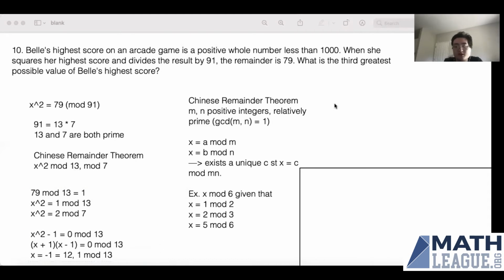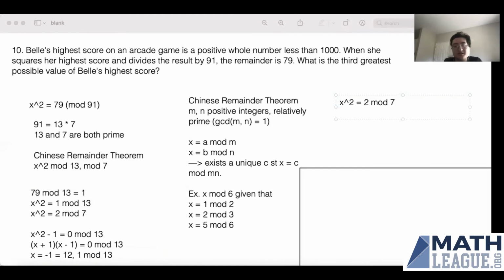Same thing for x squared equals 2 mod 7, right? But wait, we don't know how to factor x squared minus 2. We can't just subtract 2 from both sides like we did before. It is small enough that we can just bash it out, so we'll go through x equals 0 through 6. Let's see what happens.